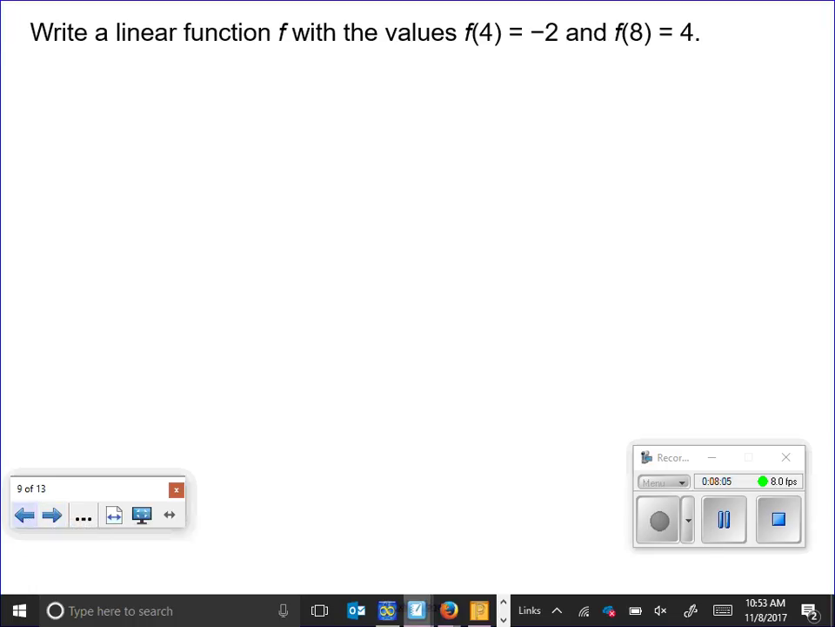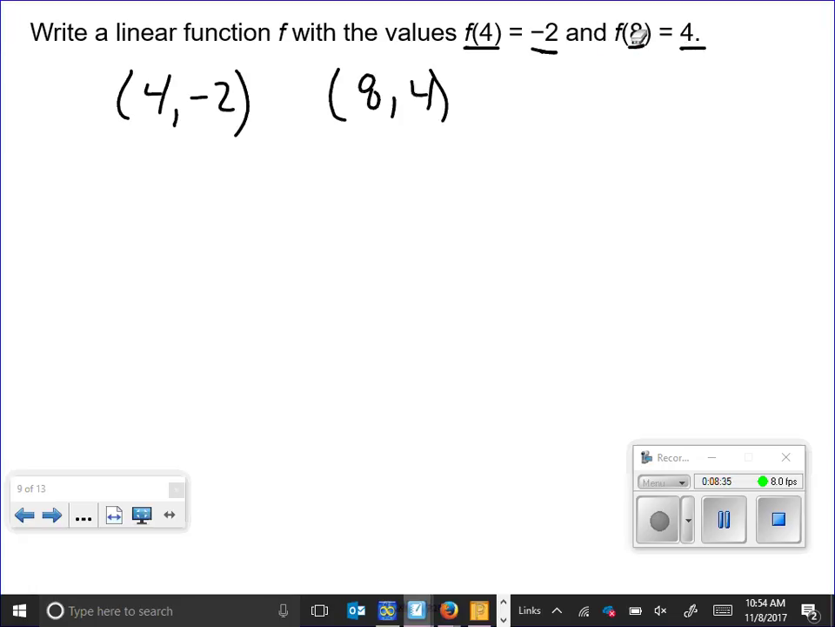Okay, so we did this a little bit with slope-intercept form where it gave us the slope and these points. Well, here's the thing. These points are telling us in the function if we plugged in 4, we would get negative 2. So essentially we have 4, negative 2 as a point. And here we have 8, 4. If we plugged in 8, we would get 4. So now we have 2 points. Remember, for us to be able to work with this, we need the slope. And this time it did not give us our y-intercept, so we got to start with point-slope form.